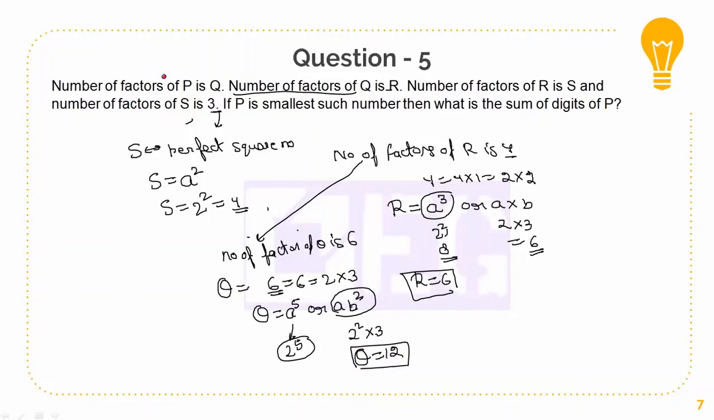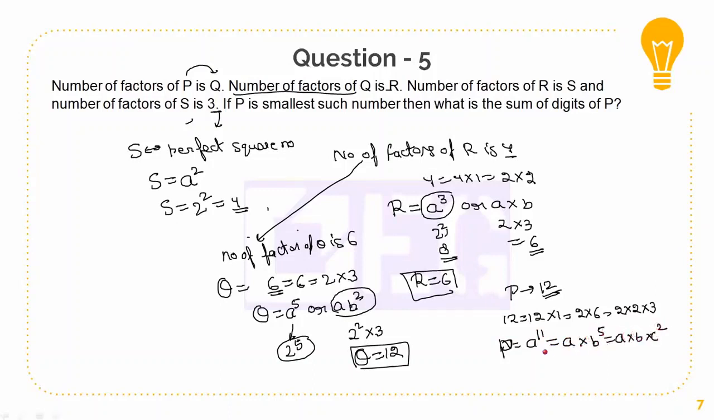Now our question is: the number of factors of p is 12, and we want to find the smallest value of p. So 12 we can write as 12 into 1, or 2 into 6, or 2 into 2 into 3. So p could be in the form of a to the power 11, or a b to the power 5, or a into b into c square. The smallest in this way is 2 to the power 11, or in this way 2 to the power 5 into 3, or in this way 2 square into 3 into 5, which is equal to 60.